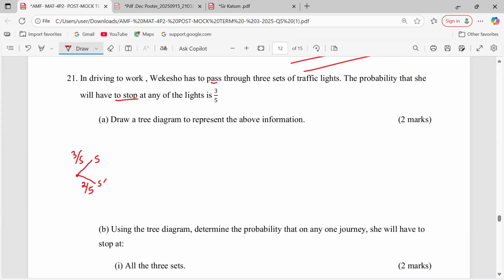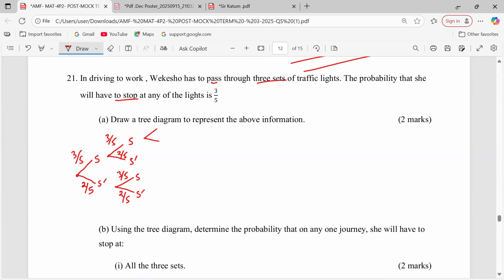Now that is from the first one. In the second one, we proceed. She can either stop or not stop, and the probability is the same. This is now an independent event. 3 over 5, 2 over 5, and whether she had stopped, she can still stop in the next or not stop at the same probabilities, like that. Then finally, the third one, because they are 3.